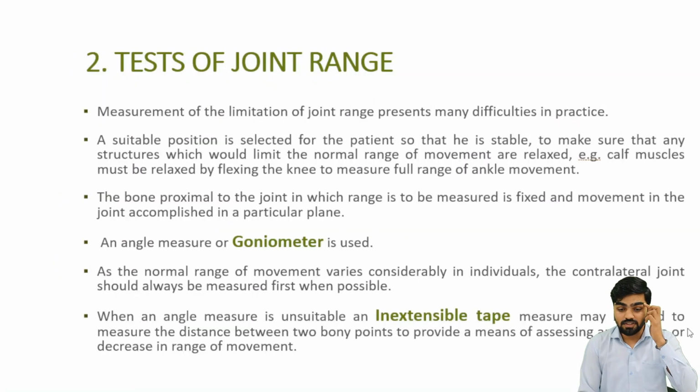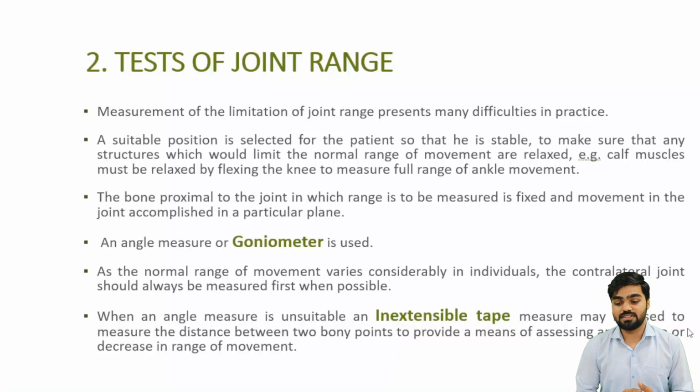So this was all about the functional test. Now we are moving to the test of joint range, in which the measurement of the limitation of joint range represents many difficulties in practice. Here, we have seen what the patient is able to do and what the patient is not able to do. Now we are going on to the joint range. If any of the patient's joints is affected, stiff, or not getting full range of motion, it will be assessed by a goniometer. Ideally, we use a goniometer to measure the joint range of motion.